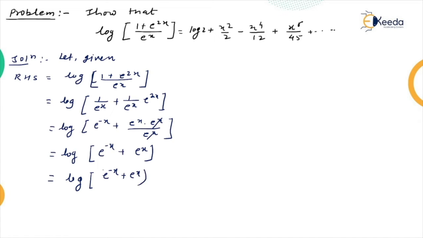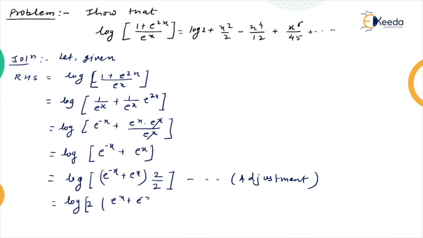Now this bracket is complete, and I am dividing by 2 and multiplying by 2 on this bracket, which is a simple adjustment, guys. So it will be log of 2 into (e to the power x plus e to the power minus x) divided by 2. So clearly, this is log of 2 into cos hyperbolic x.